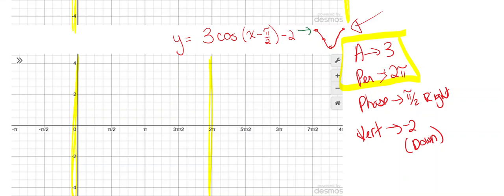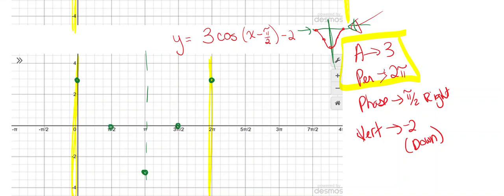So cosine starts high, ends high. This time though, it's starting at 3, it's ending at 3. Those are my starting points. Halfway in between, that's low. So where's halfway in between? Right here. That's going to be at -3. And again, we need to be accurate. So halfway in between here, it's hitting that midline.